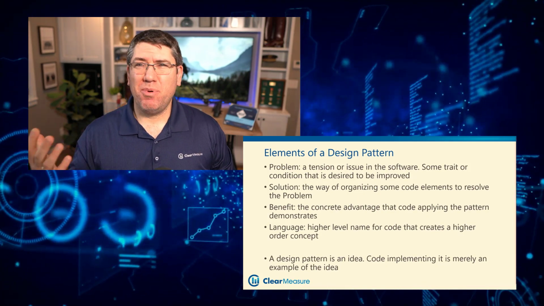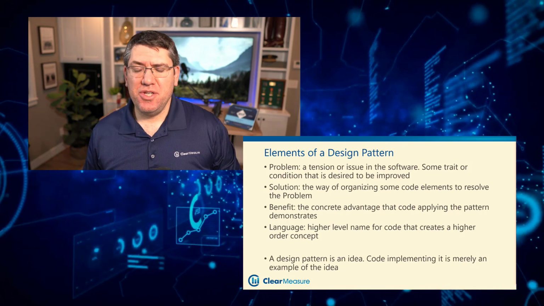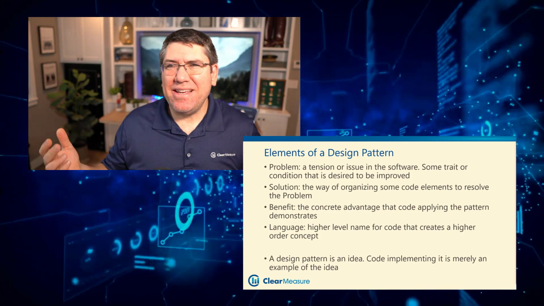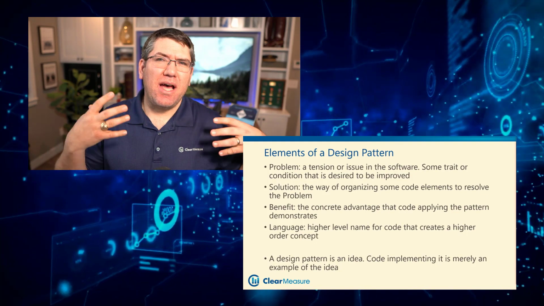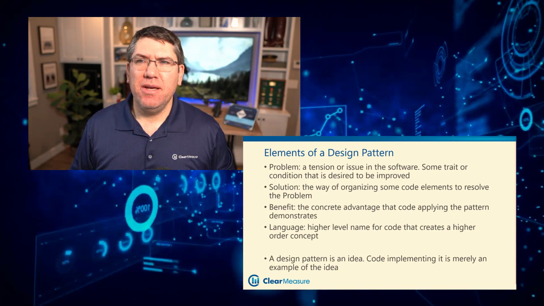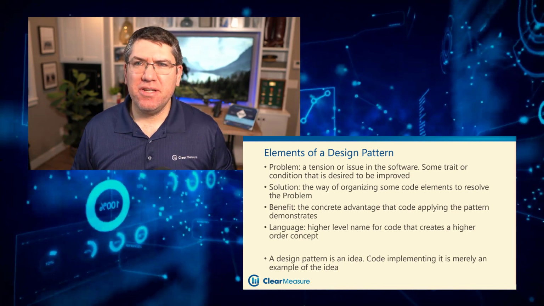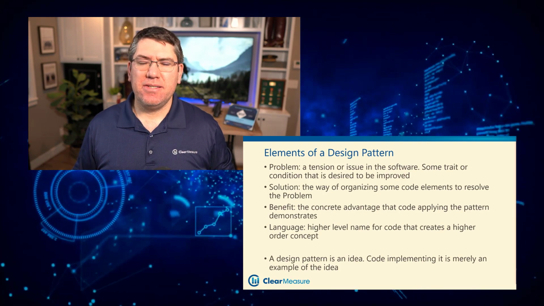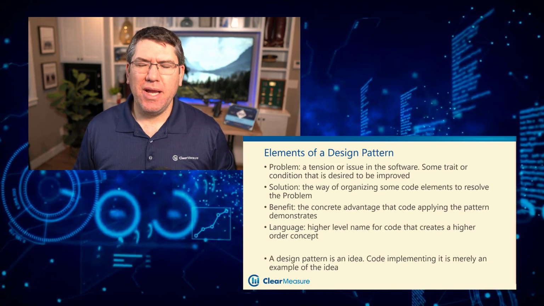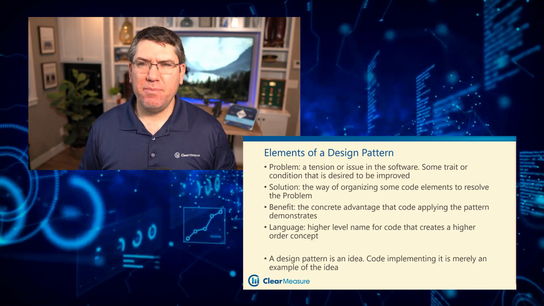The first one is the problem. If there's a tension or an issue in the software, why do we even need anything in the first place? Why do we desire to have some type of improvement? And there's always some condition in our code that we want to be improved. Okay, we have that desire to have it be improved.